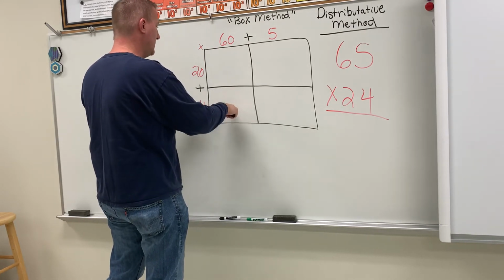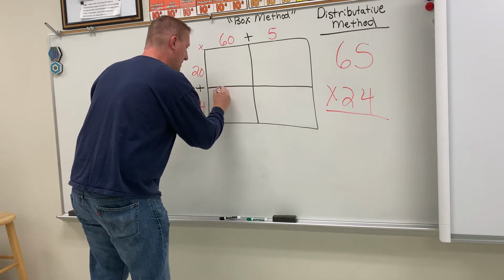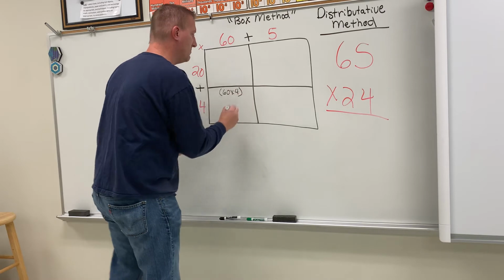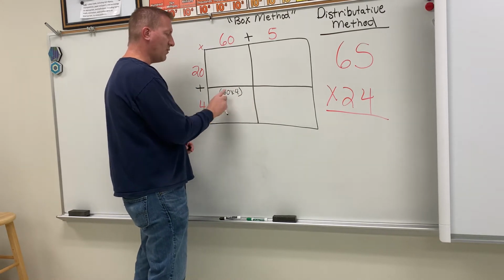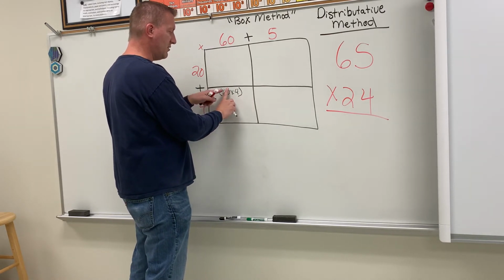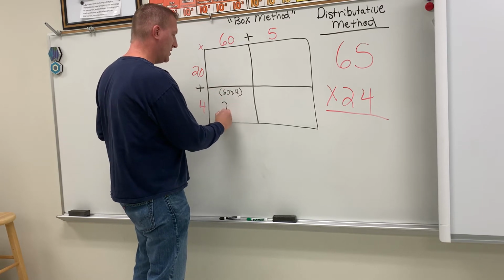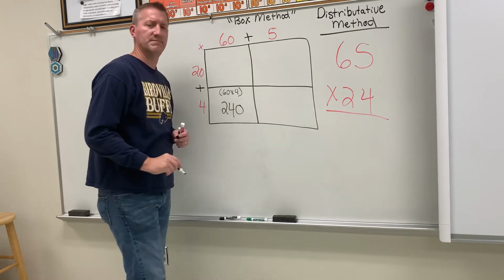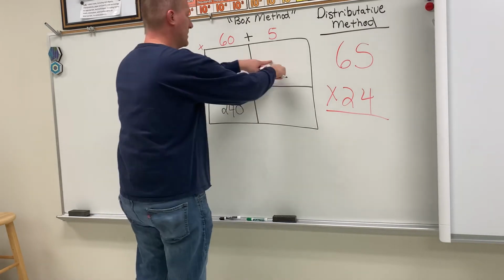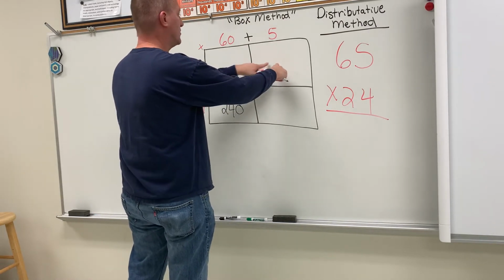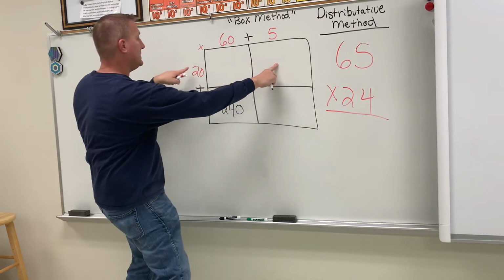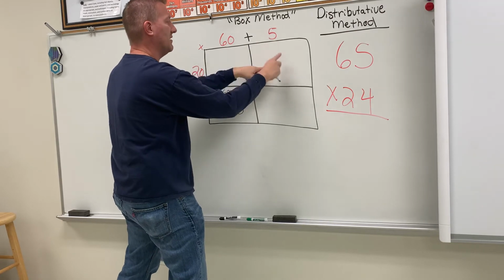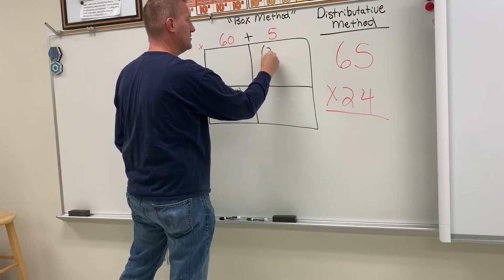So 60 times 4. So I'm going to put it in parentheses up here so you know where I'm getting the numbers from. So 60 times 4, I'm going to cover up the 0. 6 times 4 is 24. Put the 0 on the end. Okay, now I'm going to go over to this box. So 20 times 5. Okay, that's why I'm getting those numbers.